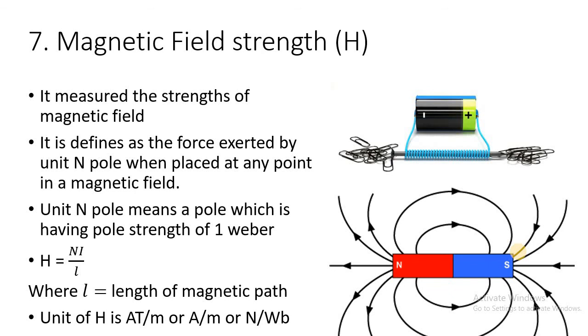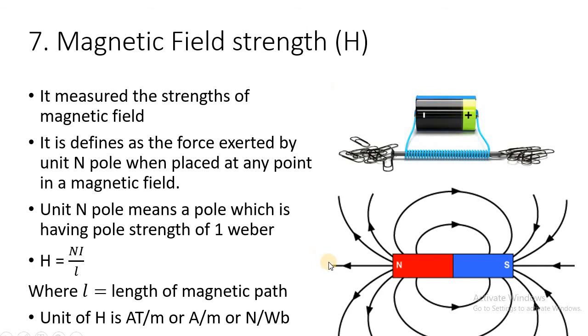And as per its ratio, the unit of magnetic field strength is ampere turn per meter, or ampere per meter, or Newton per Weber. I will repeat: the unit of magnetic field strength is ampere turn per meter, because Ni is ampere turn divided by L in meter. So ampere turn per meter. Another one is ampere per meter, and the last one is Newton per Weber.